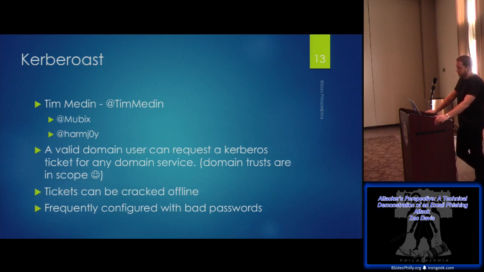What's cool about this technique and pulling tickets from service principal names is any domain user can request a Kerberos ticket for any service, and domain trusts are in scope. So if you have a forest, you have domain A, domain B, and you have a domain user on domain A, and there's a trust relationship between the domains, you can request SPN tickets for domain B, which is pretty cool. Once you have the tickets, you can pull them down and crack them offline. With Empire, it sticks them right into the right hash format for you. You can choose Hashcat or John the Ripper. You used to have to run some scripts to convert them to the right format.